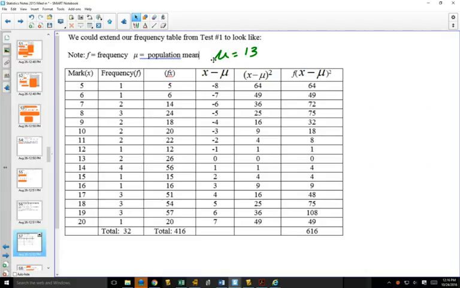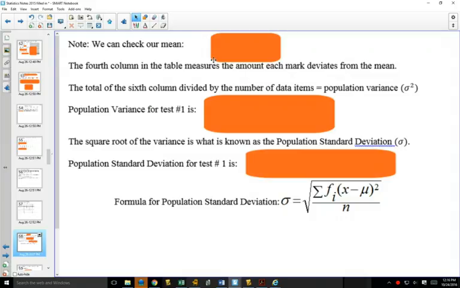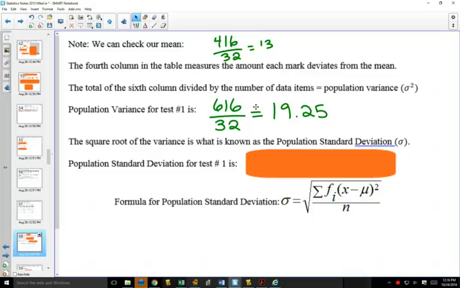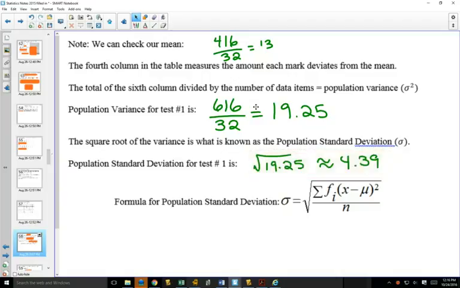So we square all these differences, and then again, since 7 happens twice, you would multiply that squared difference because it happens twice. And you add up all of those squared differences. In this case, it's 616. And if you divide that by the 32 numbers we have, that 19.25 would be our variance. And then the square root of our variance is our standard deviation.